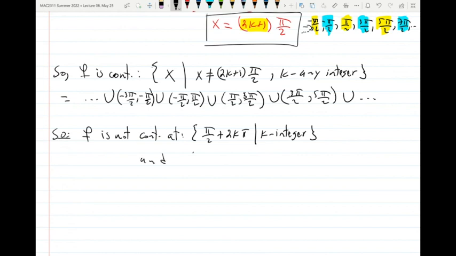And also is not continuous at 3 pi over 2 plus 2k pi. So once again, the reason why I'm separating this is because the behavior around pi over 2 is different than the behavior around 3 pi over 2. It will turn out that at the end of the day, both of them will be infinity, okay? But the type of infinities are different. When you approach to the right at pi over 2, you will get one type of infinity. When you do it at 3 pi over 2, you will get the other, okay? So we're gonna figure that out.